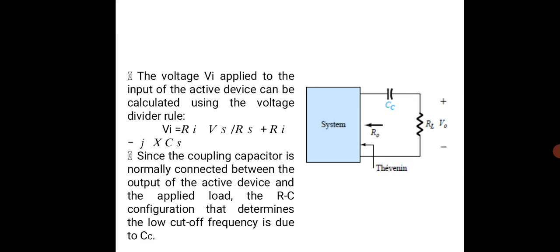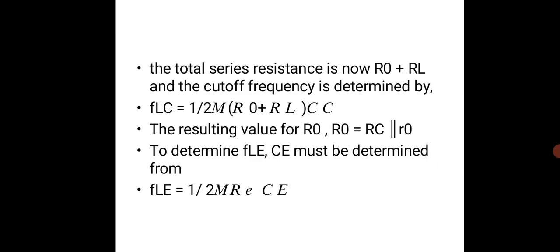Since the coupling capacitor is normally connected between the output of the active device and the applied load, the RC configuration that determines the low cutoff frequency is due to the coupling capacitor CC. The total series resistance is now Ro plus RL, and the cutoff frequency is determined by the given expression, which involves Ro, RL as well as the coupling capacitor. The resulting value of Ro will be equal to the collector resistance, which is in parallel with the Ro.